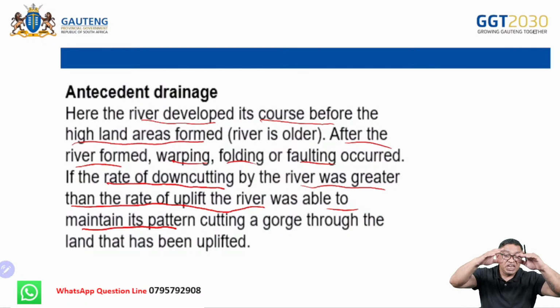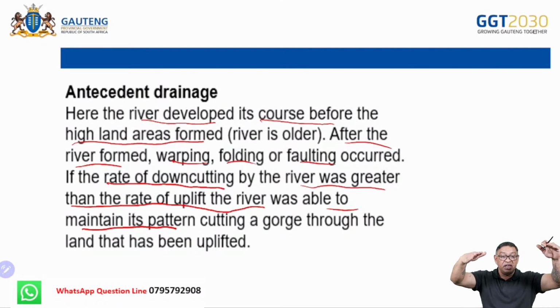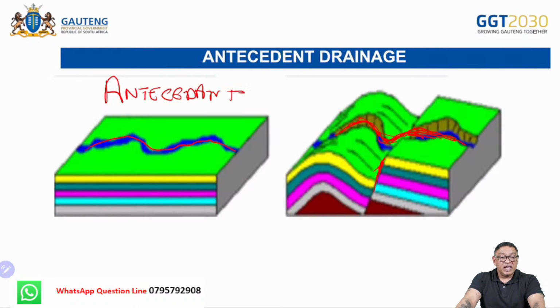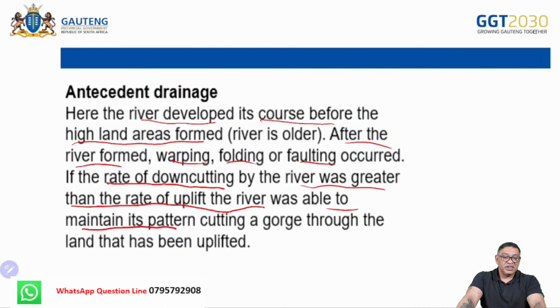There was change in the landscape, okay? And then there was folding, faulting, it got uplifted. And what happened now? As it got uplifted, the river has enough erosive power to erode through it, and it maintains its course. Basically, that's the essence of superimposed and antecedent drainage. Okay?